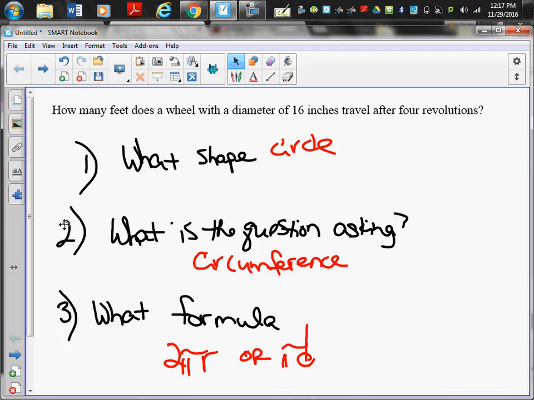So that's how you start. You start asking yourself the 3 questions. What shape am I dealing with? What's the question asking me to find? And what is the formula for it? Alright. The diameter is 16 inches. Then it says after it travels 4 revolutions. What in the world does that mean?